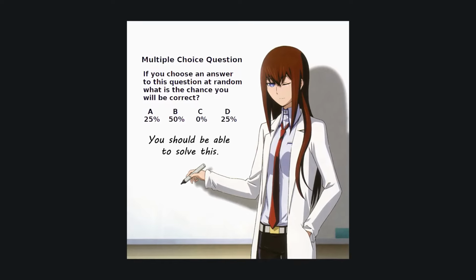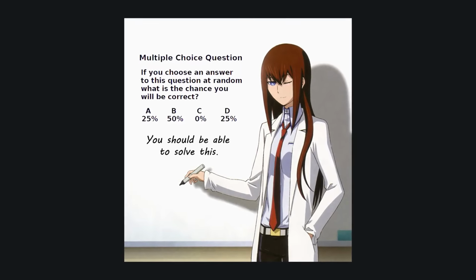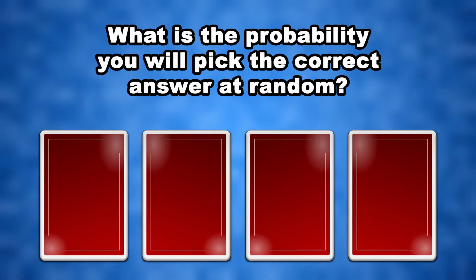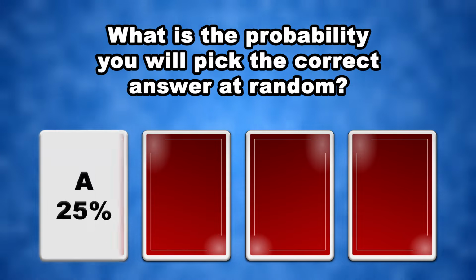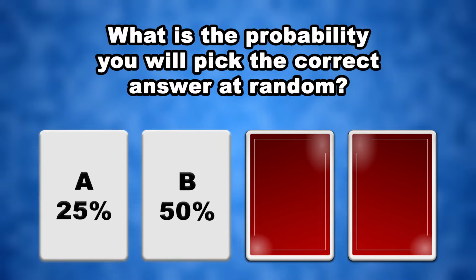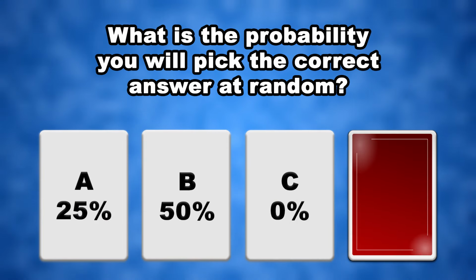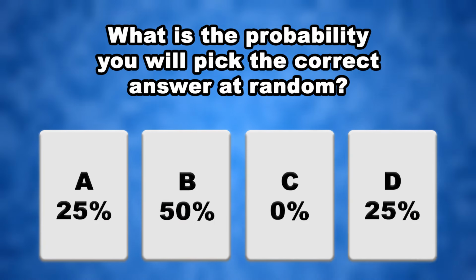This is an old picture from the internet with a very interesting brain teaser. We're presented with 4 options and asked, what is the probability we will pick the correct one at random? The options are probabilities tied to the initial question itself. Option A is 25%, B is 50%, C is 0%, and D is 25%.